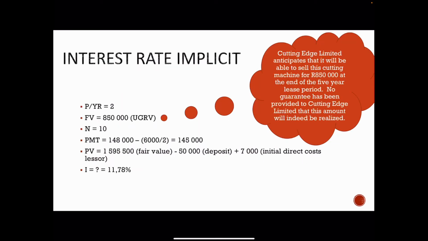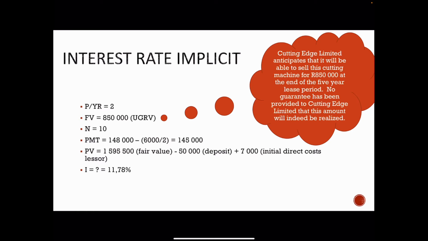So your PYR is 2 because you have 2 payments per year. Your future value is the unguaranteed residual value of 850,000 Rand. N equals 10 because the lease period is 5 years and you have 2 payments per year, so 2 times 5 is 10. The payment is then only the lease payment.